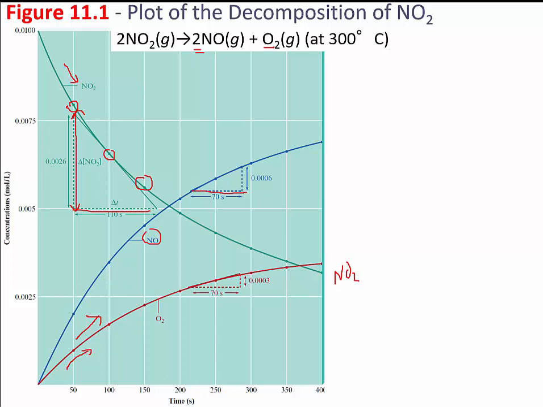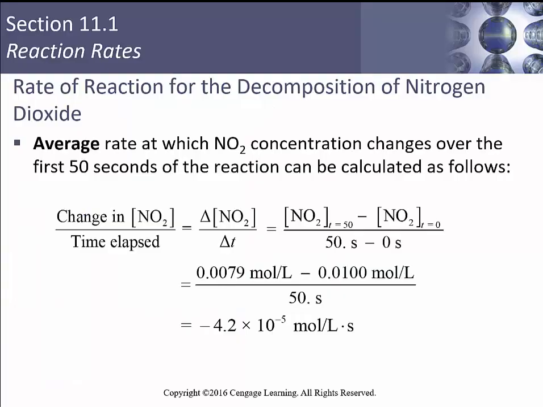So we'll take a 70-second window from this point to this point, and we'll look at how much it changes. And we can do the same thing for the oxygen appearance. So over 70 seconds, how much did it change? And again, notice that this is a 2 to 1 stoichiometry. So the NO is appearing at twice the rate as the oxygen. Right?